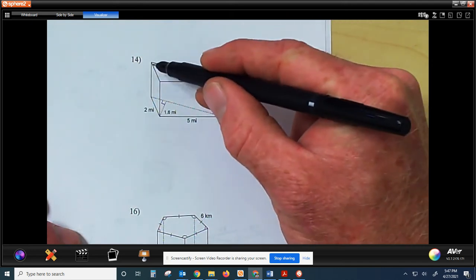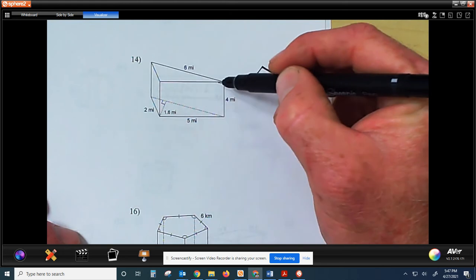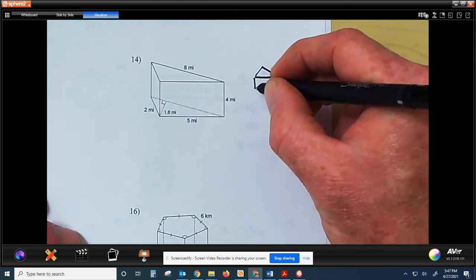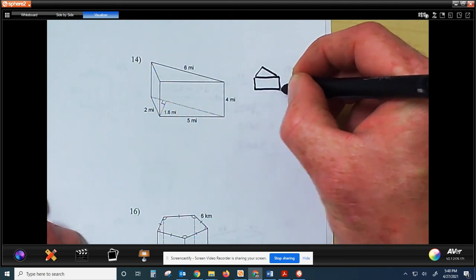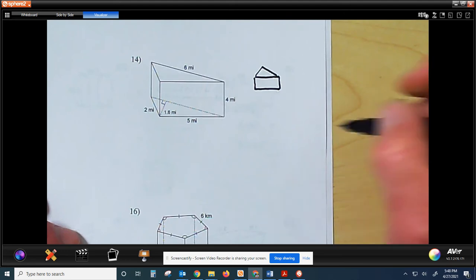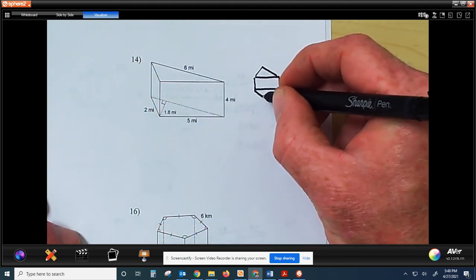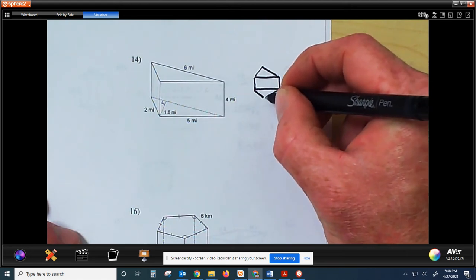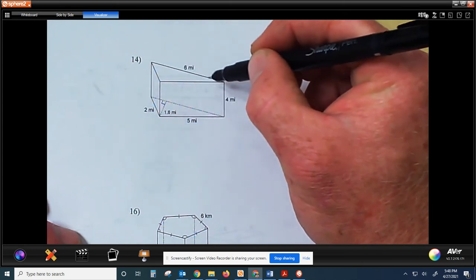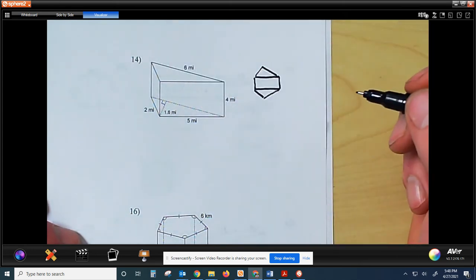Underneath the box, the lid of the box is a rectangle that is 6 by 4. So I'm going to draw that in. That's the seam here. The bottom of the box could include a triangle here and there. Okay, the hypotenuse of the triangle is this 6, and it is the longest side.